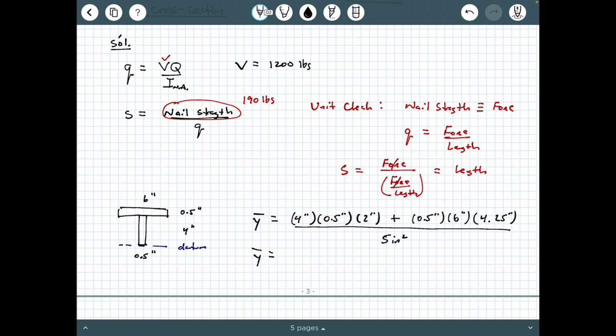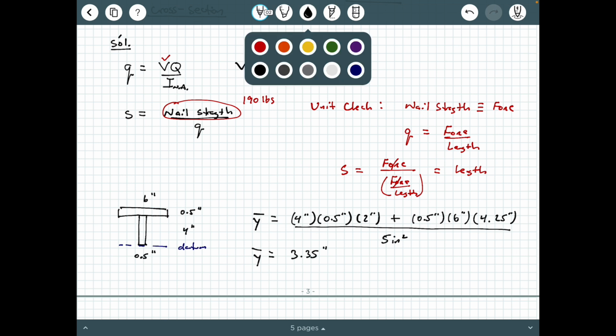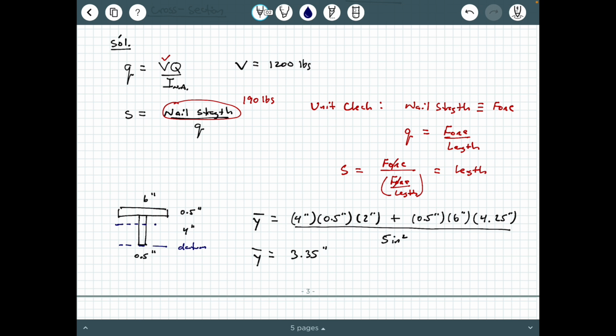So for y bar, let's pull out our calculators and punch all this through. 4 times 0.5 times 2 plus 0.5 times 6 times 4.25, and then we're going to divide that by 5. And so I get a y bar of 3.35 inches. So that's going to help us locate our neutral axis, which will be right here. Now, I went through this centroid calculation pretty quickly because we should be familiar with centroid from statics. If you're rusty with your centroid calculations, take a look at my centroid videos in my statics playlist.